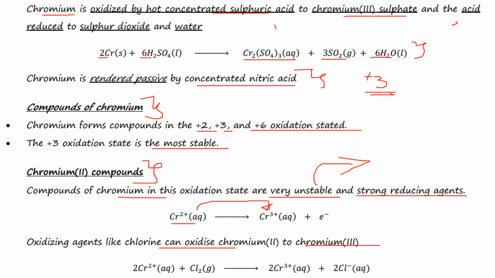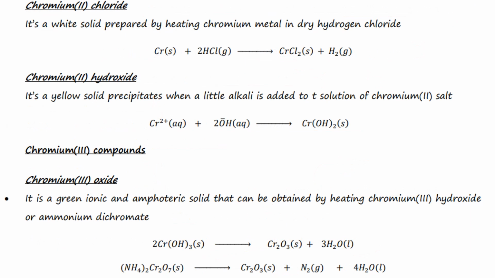So if you have a solution containing chromium 2 ions and then you bubble chlorine gas through it, you're going to form chromium 3 ions together with chloride ions, because chlorine is going to be reduced to chloride ions. Now the second compound of chromium 2 salt is going to be chromium 2 chloride, and you're going to say that this is a white solid that is prepared, as we already said, by heating chromium metal in dry hydrogen chloride gas. Conditions in this statement are chromium must be heated, and the condition on hydrogen chloride gas is that it must be dry.